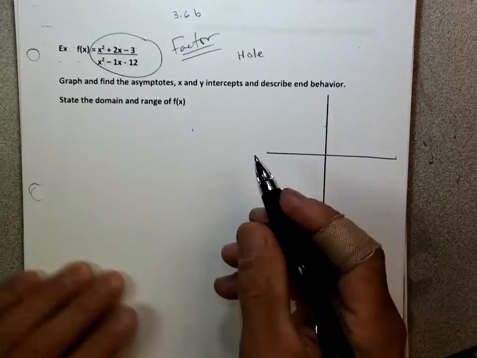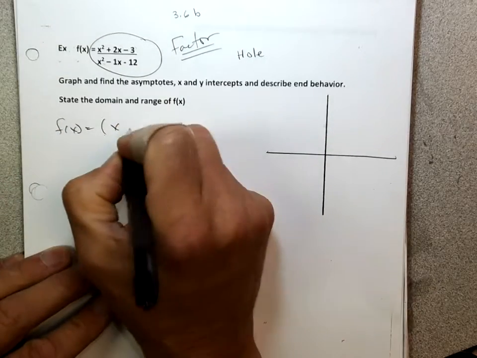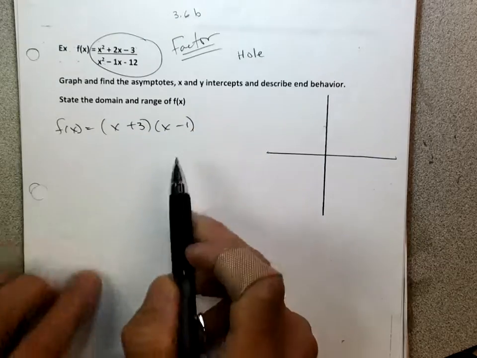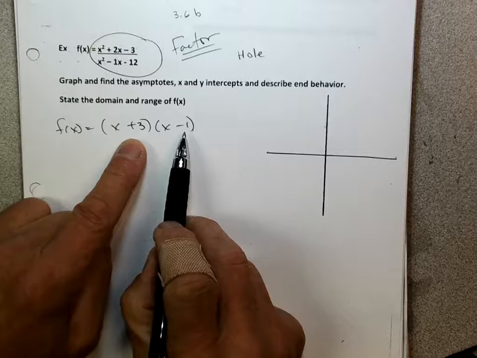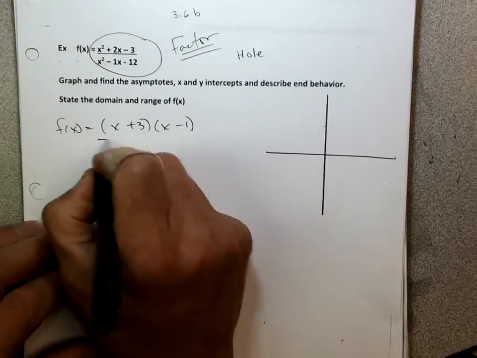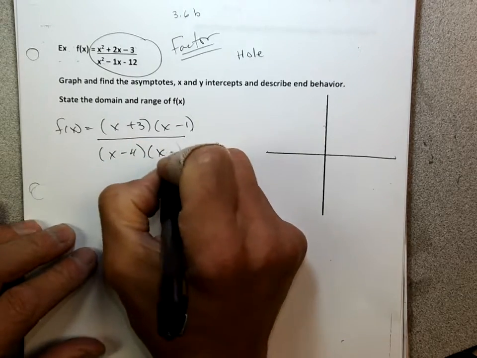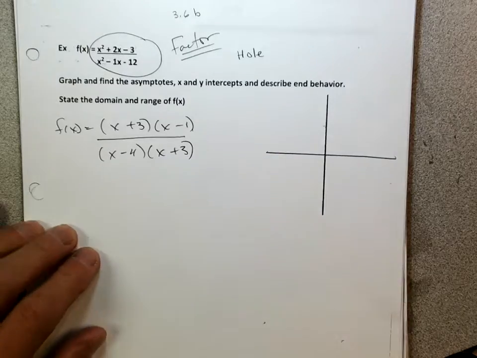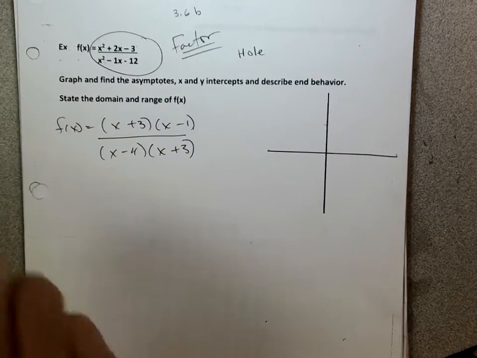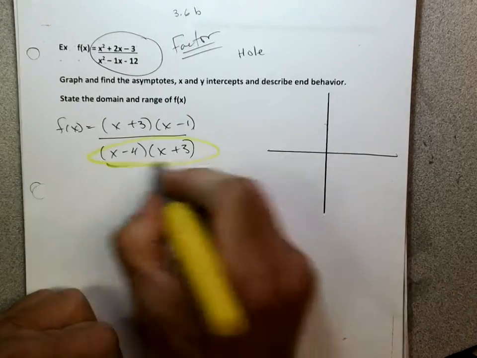So I'm going to rewrite this as f of x equals x plus 3 and x minus 1 in the numerator, because that would give me multiples of negative 3 that add to make a middle term of 2. And in the denominator, I'll factor this to be x minus 4 and x plus 3. Now, what we want to do is look at the denominator, which has 2 possible problems.